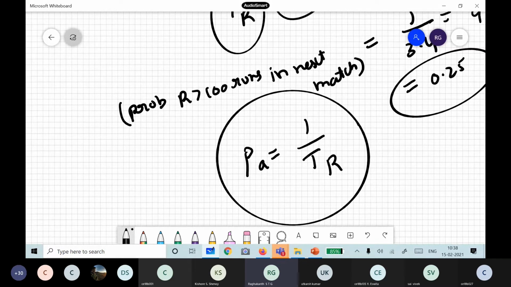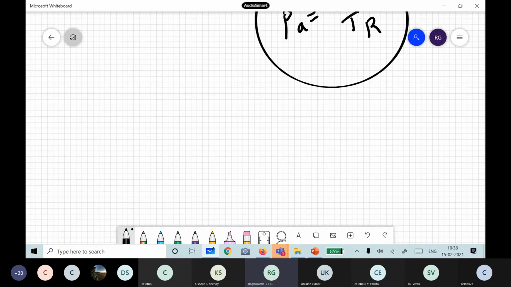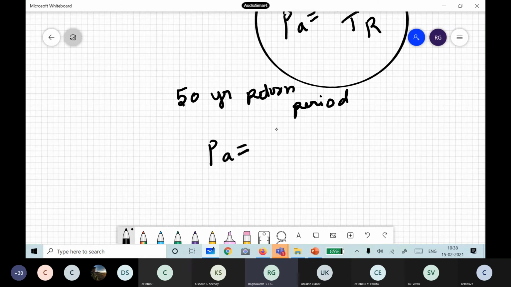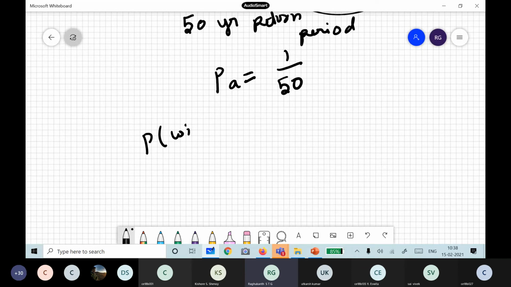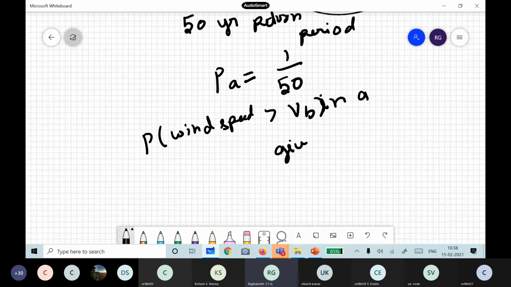Now our wind code, if you see IS 875, what it says is that in the map I showed, right, 55 meter per second, 33 meter per second, all those numbers, our wind code clearly specifies that all of them correspond to a 50-year return period. So they have specified the return period nicely. So the probability of exceedance in a given year, that the wind speed will be more than that VB in a given year, will be simply 1 by 50.